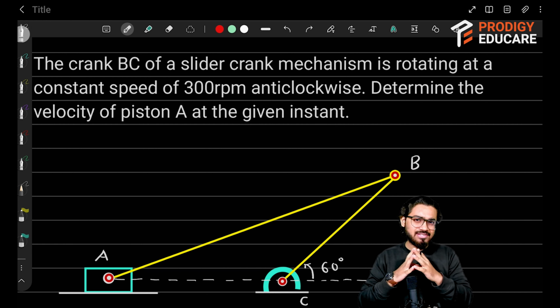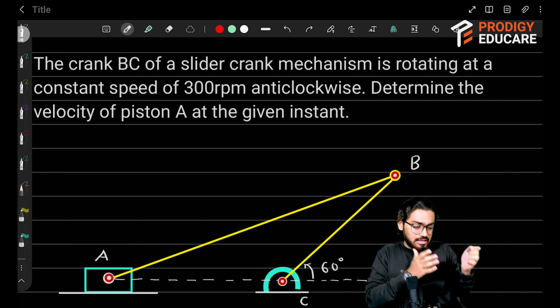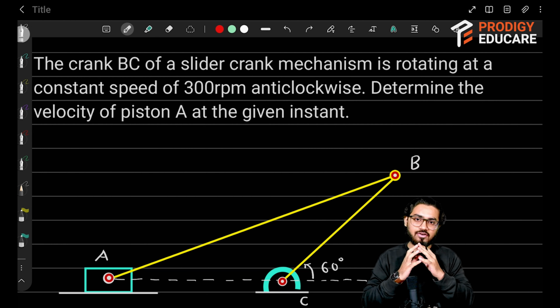Today we will be learning one of the most important concepts in mechanics, which is the instantaneous center of rotation. We will start with the definition of instantaneous center of rotation, why exactly we use it, and in which particular set of problems we need to use it. Then, using this concept, we will solve the question mentioned on the screen right now.